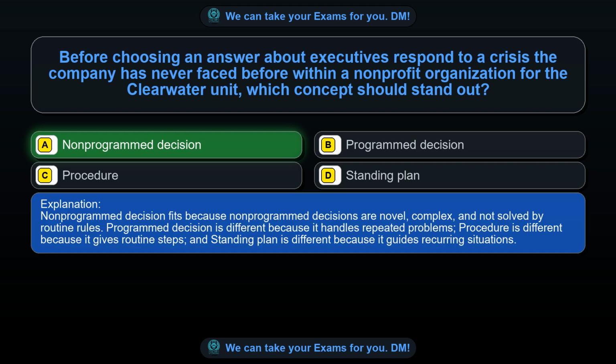Non-program decision fits because non-program decisions are novel, complex, and not solved by routine rules. Program decision is different because it handles repeated problems. Procedure is different because it gives routine steps, and standing plan is different because it guides recurring situations.